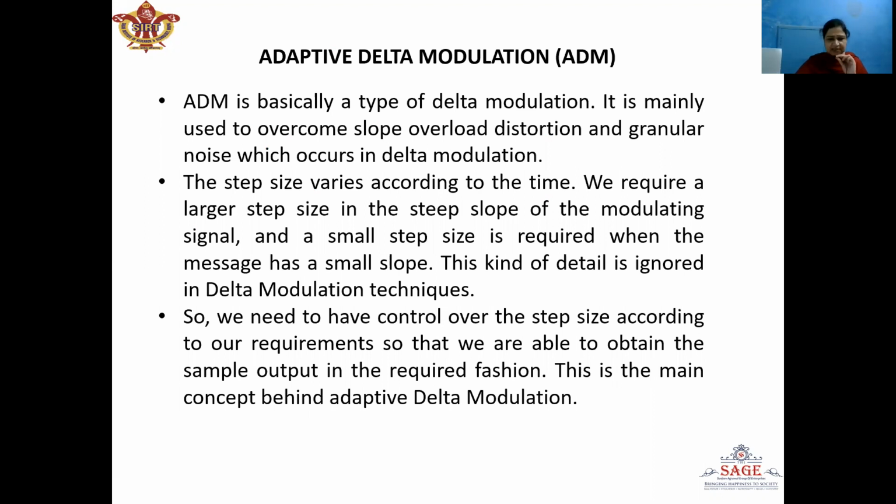We require a large step size in the steep slope of the modulating signal, and a small step size is required when the message has a small slope. There is no provision provided in delta modulation to control the step size according to the message signal. So we need to have control over the step size according to our requirement so that we are able to obtain the sample output in the required fashion. This is the main concept behind adaptive delta modulation.